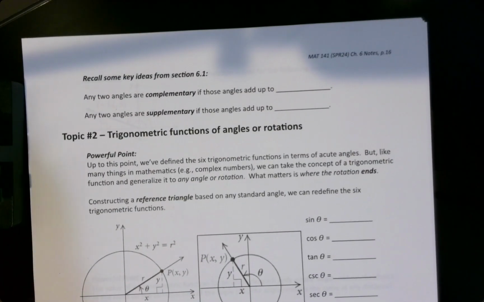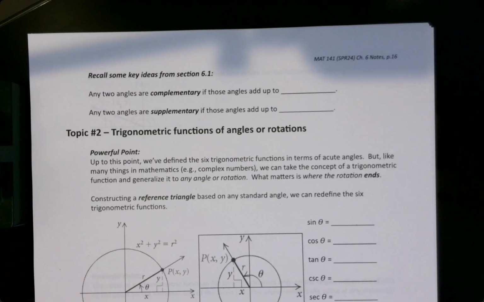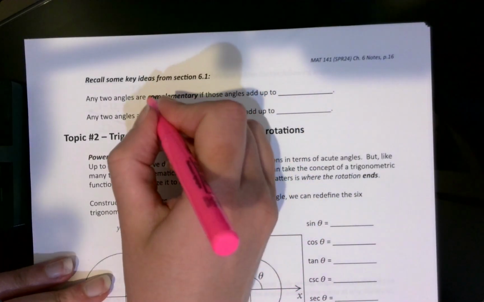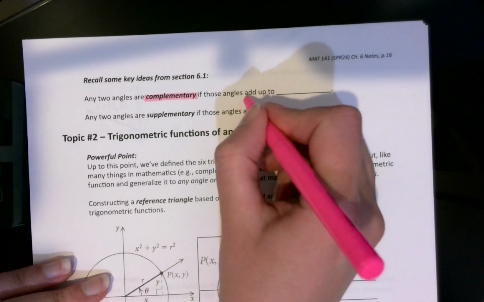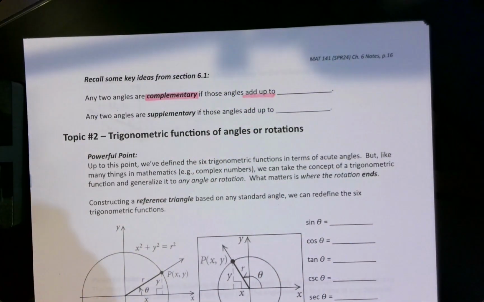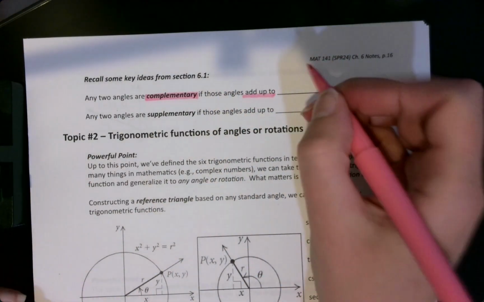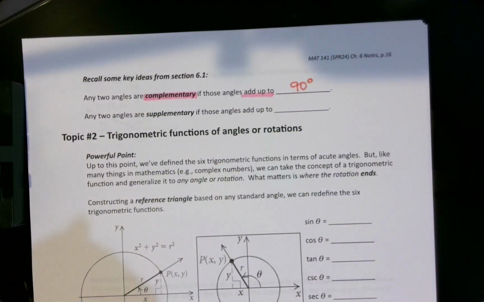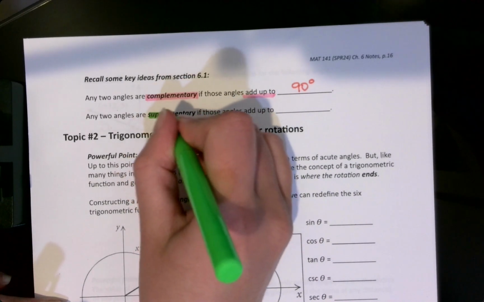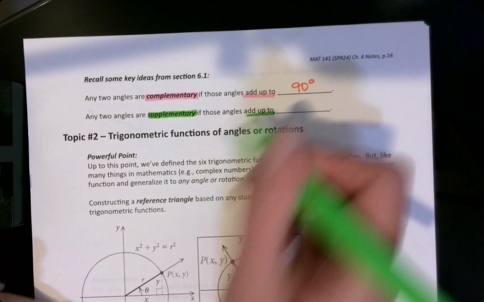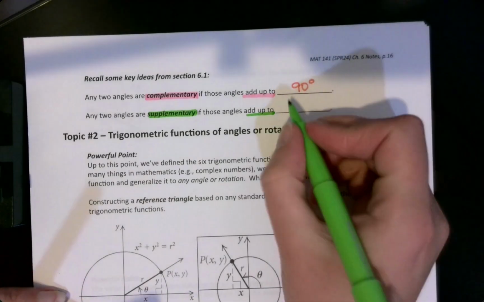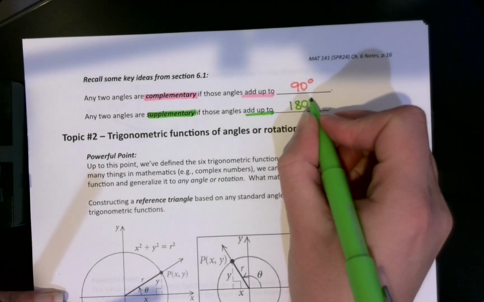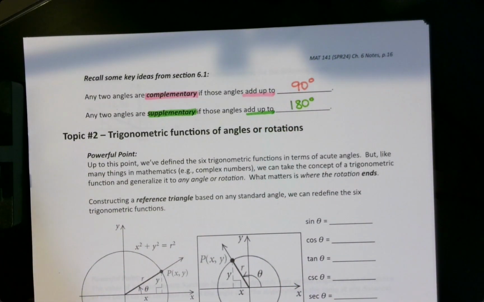All right. Recall from one of the previous sections the definition of complementary: 2 angles are complementary if those angles add up to 90 degrees. And 2 angles are called supplementary if those angles add up to 180 degrees. So we'll talk about those words, just wanted to refresh those as they come up in the next couple of topics here.